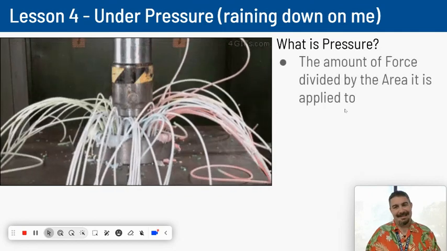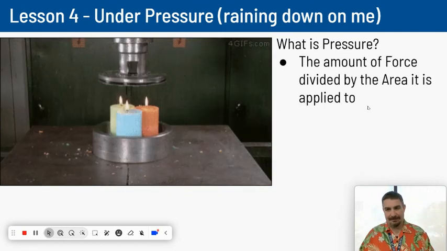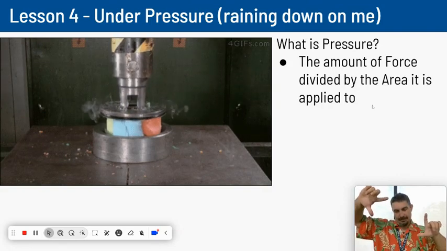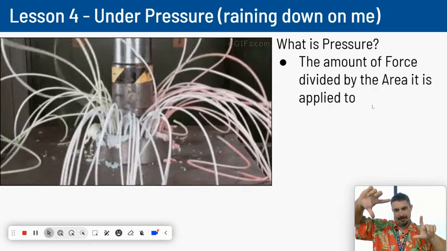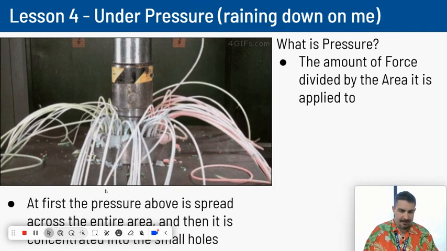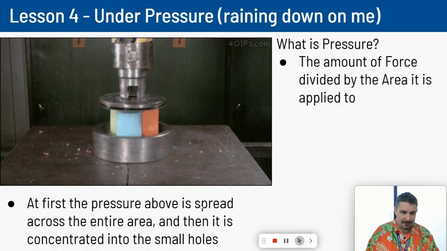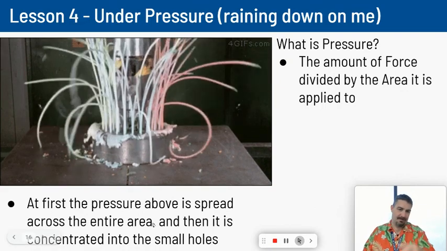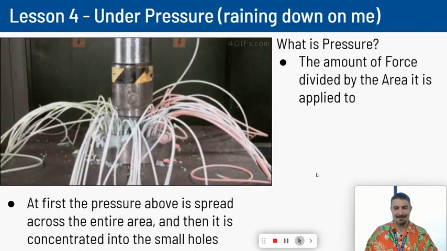It's always fun. So pressure is the amount of force divided by the area it is applied to. Remember, area is a two-dimensional space, length times width, like your paper has an area, right? And in the example above, at first the pressure's spread across the entire area of the candles, and then it gets concentrated into those holes, which is why we get that fun little confetti situation.